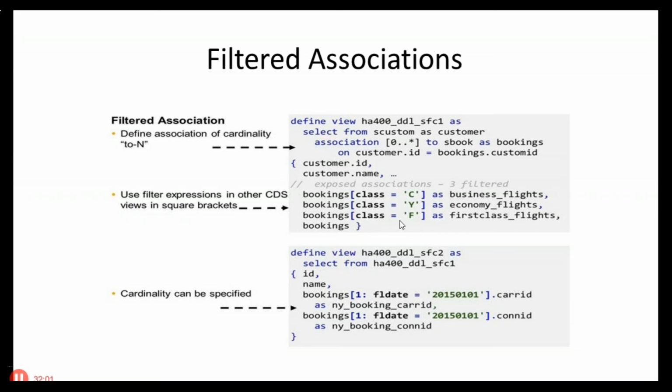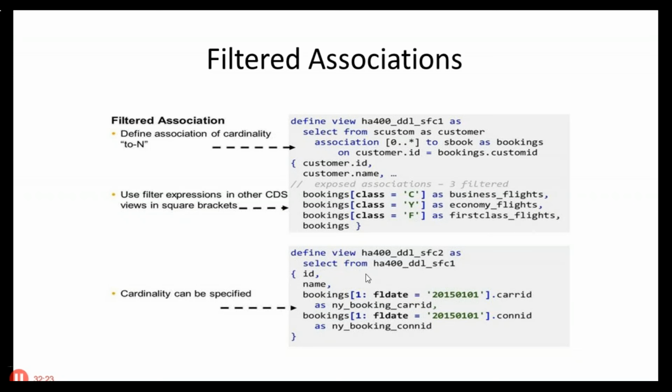We are analyzing the data here itself. See, bookings is a single field, guys. So when the bookings value is type C, we are making it business flights, and then we have economy flights, and then we are making this first class flights. So we are filtering them into three different categories based on this one single field.